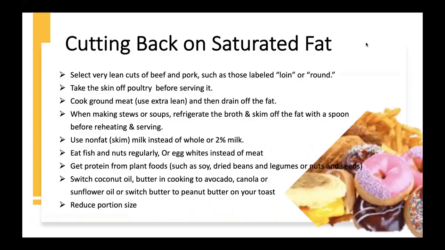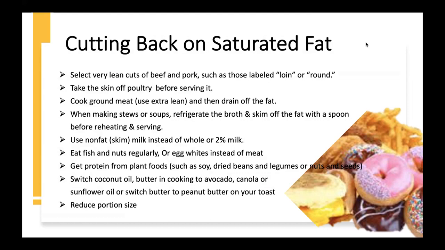So there are many ways we can cut back on saturated fat. Mostly when shopping for beef and veal, pick very lean cuts without much marbling of fat in the muscles or external fat, such as those labeled loin or round. Healthy examples include round steak, tenderloin, sirloin tips. So these are the leaner cuts. Leaner center cuts are also the best cuts of pork and lamb.